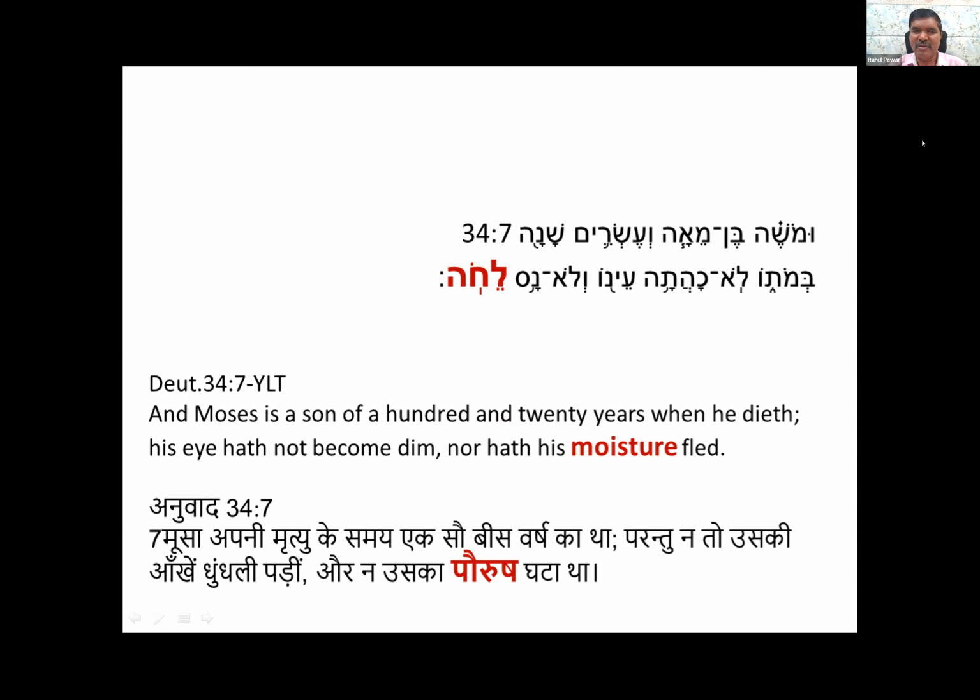Be Motho means when he died. Lo Kahata Eno velo nas lekho, that is Lack. So here that word Lack is used. And Moses was a son of 120 years when he died, and his eyes had not become dim, nor did his moisture flee.